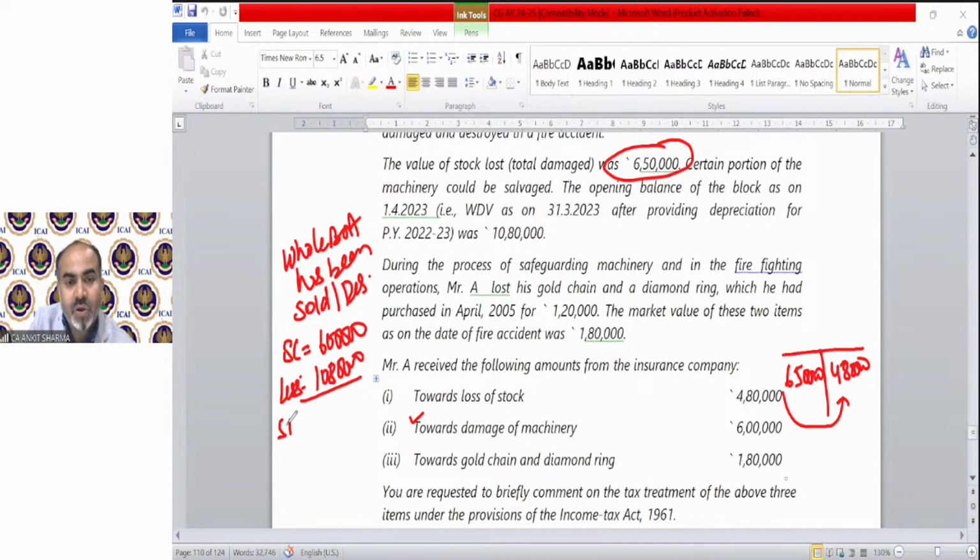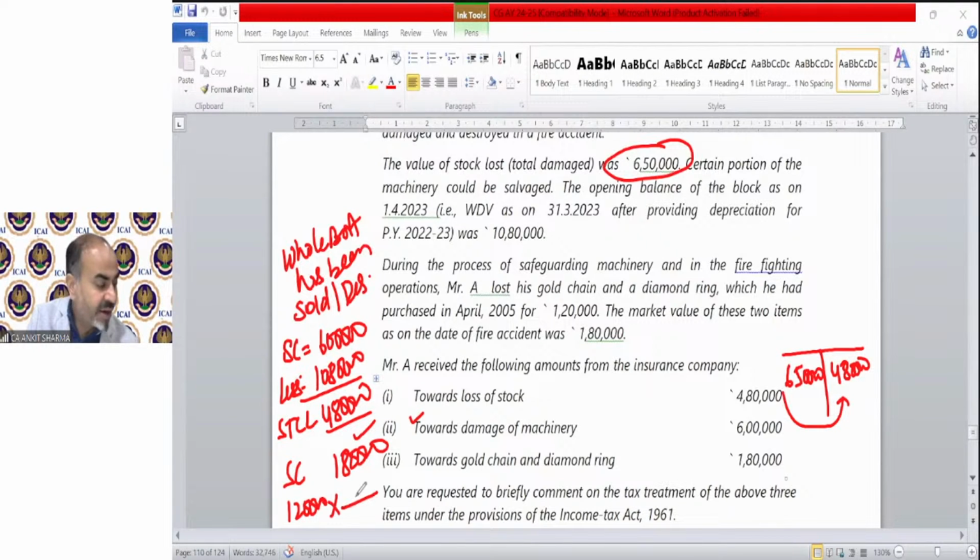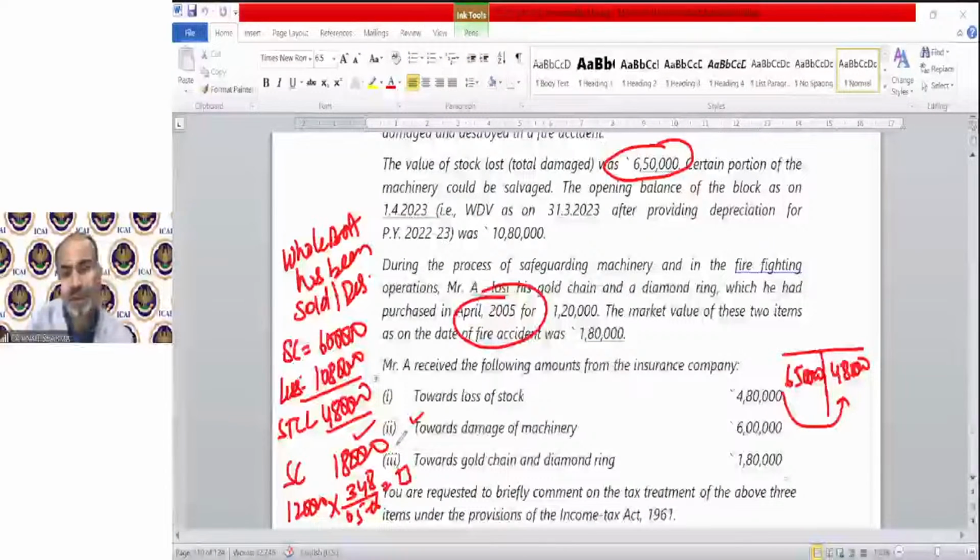So there will be a short-term capital loss of 4,80,000 for this. And for the purpose of jewelry, the sale consideration for the chain and jewelry will be 1,80,000. The cost has been given as 1,20,000. We have to do the indexation 348, and because it was purchased in April '05, the 05-06 index we need to use to find out the exact indexed cost of acquisition.